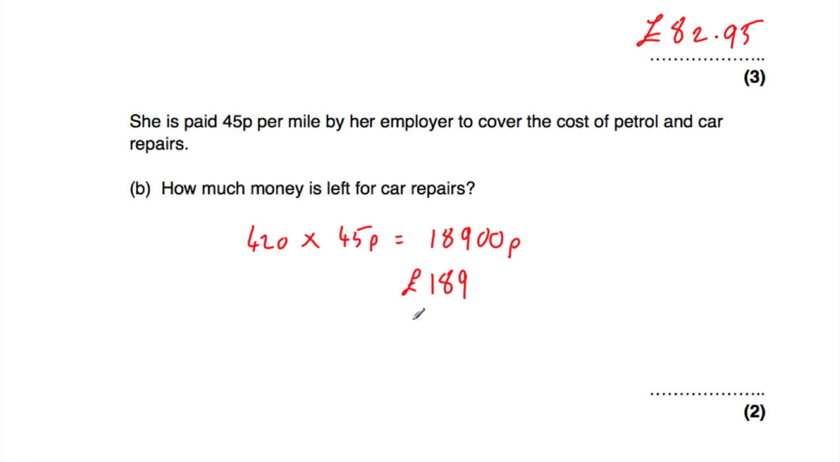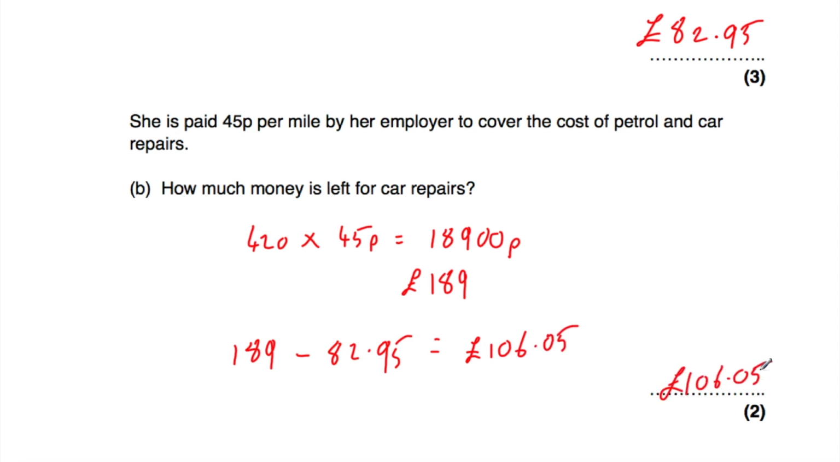So her employer gives her £189, and that's to cover the cost of the petrol, so the £82.95, and also for car repairs, perhaps to cover if she gets a flat tire or she needs her car service and so on. So if the question says how much money is left for car repairs, if we take the £189 that her employer gives her and take away the money that she spends on petrol, which is £82.95, what's left is for car repairs. So 189 subtract £82.95 is equal to £106 and 5 pence. So that means that there's £106 and 5 pence for car repairs, and that's it.